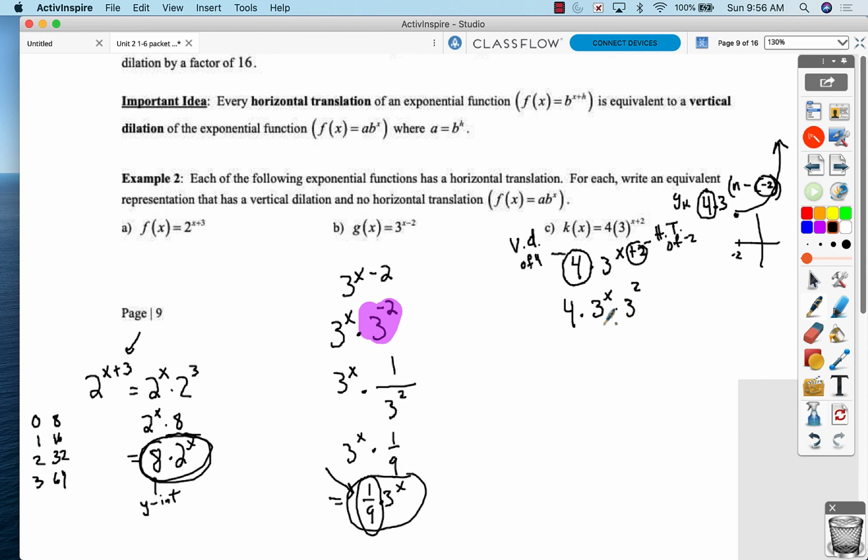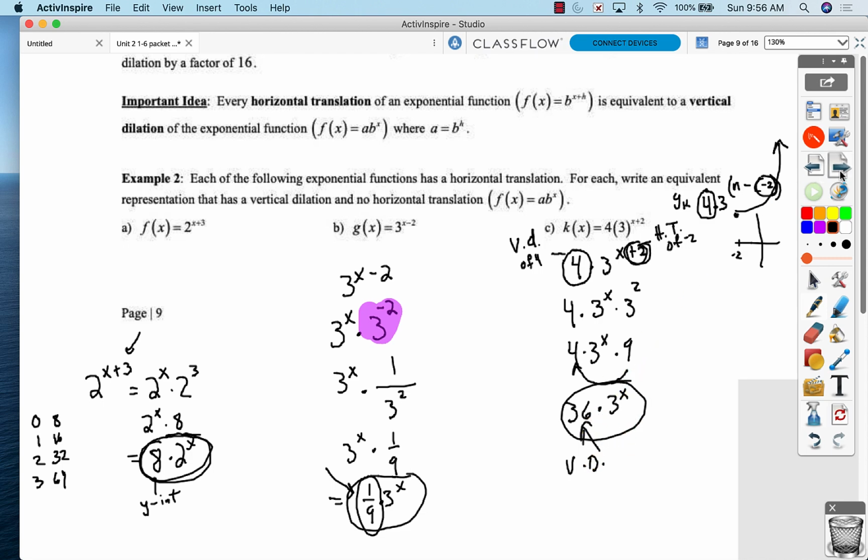Once it gets manipulated, this is going to be 4 times 3 to the x times 9. This 9 goes with that 4. That's 36 times 3 to the x. No more horizontal translation. It's just a vertical dilation of 36 after you do all the work to it.